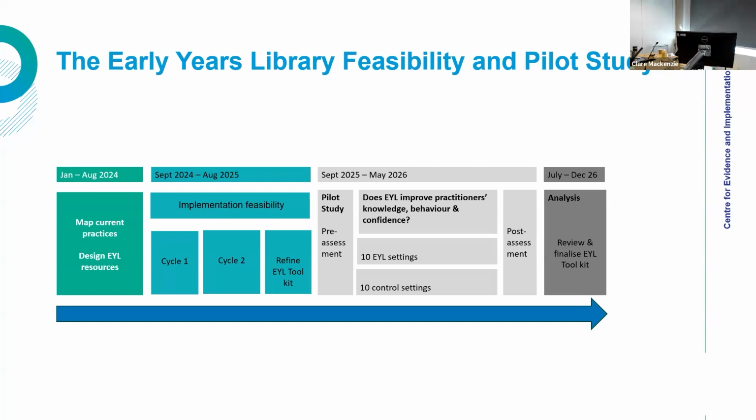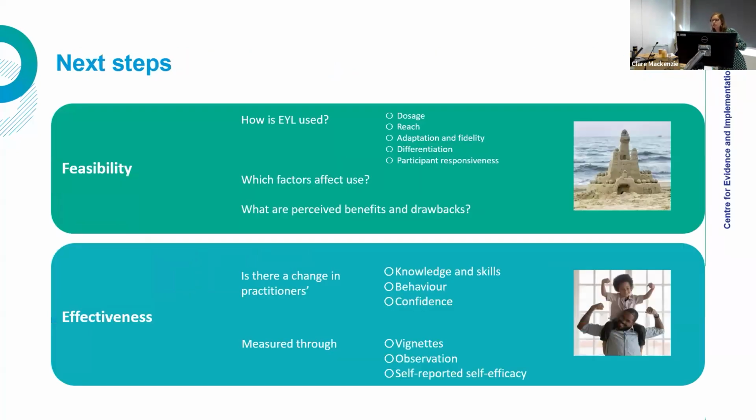So we can't go into all of the detail of the frameworks we're using, but I can give you just a little taste of what we're doing in the next phases. We'll be looking at feasibility. So if we gave this kind of resource to settings, would they really use it when they're planning the next steps for individual children, which is one way they might want to use it, or are they more likely to use it for induction of staff?